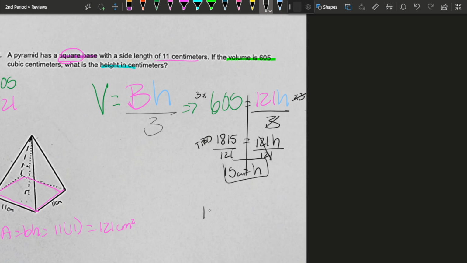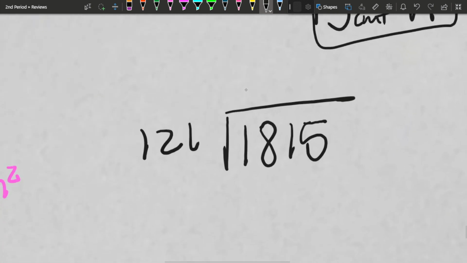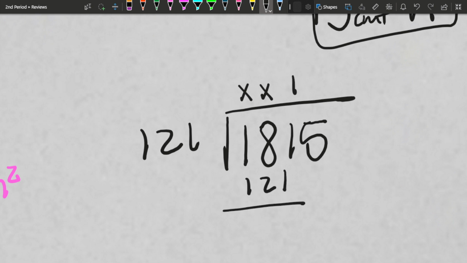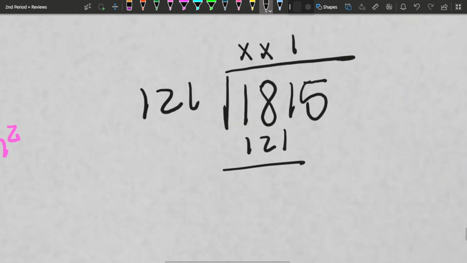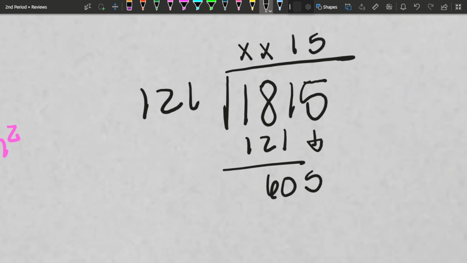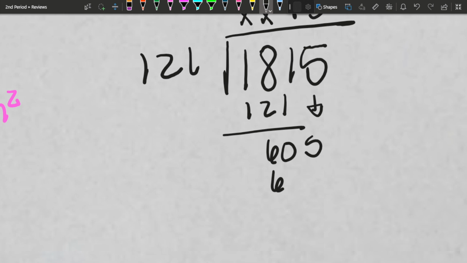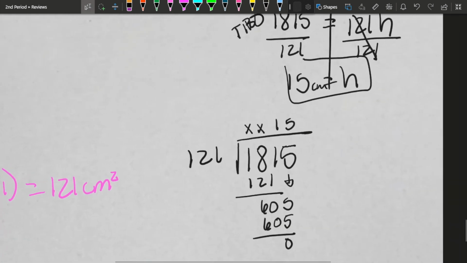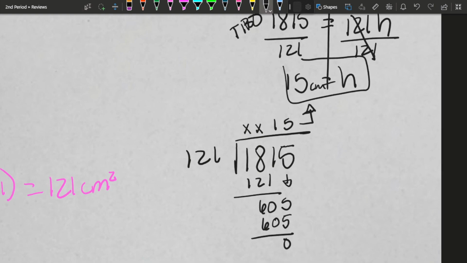So this is what you do. 1815 goes inside. 121 goes outside. Does 121 go into 1? No. Into 18? No. Into 181? Yes. One time. 121. You subtract and you get 60. Bring down the 5. 121 goes into 605 5 times. 5 times 121 is 605. When you subtract, you get 0. So that's how I got this number.